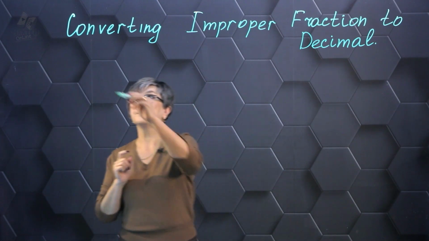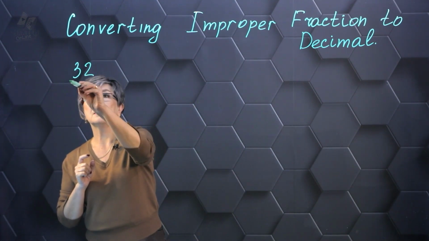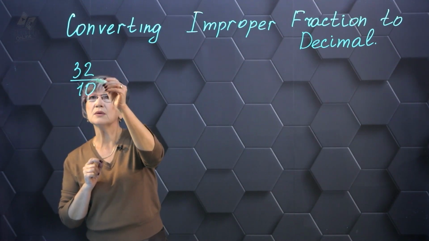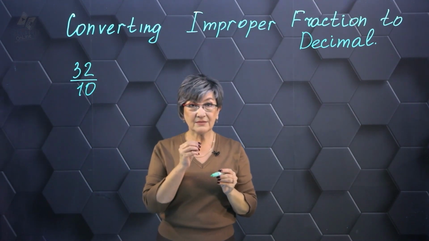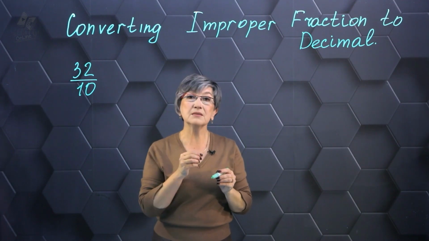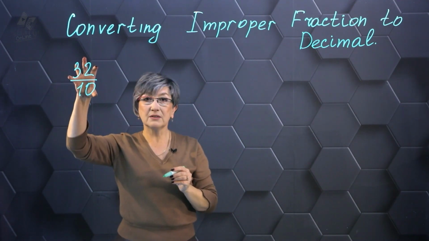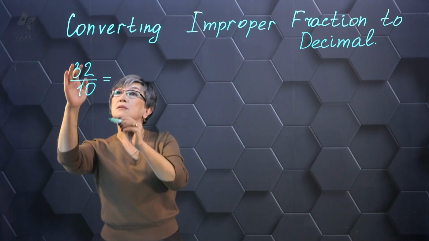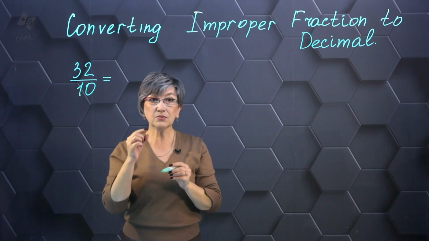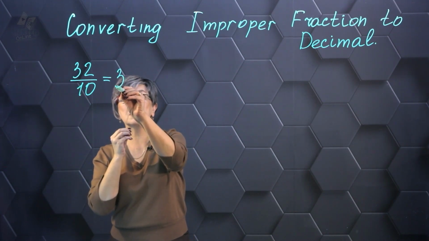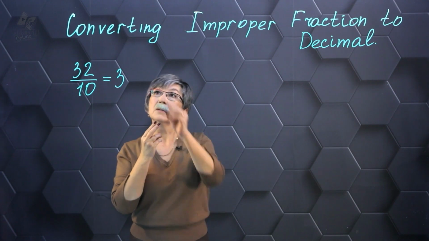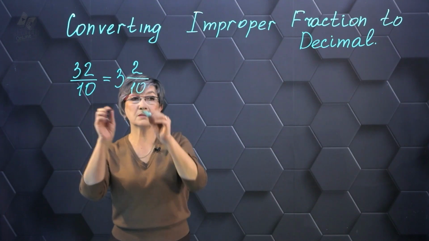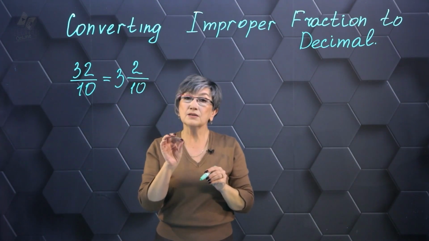So example 1, the fraction 32 tenths. It's an improper fraction because the numerator is greater than the denominator. Hence, we can isolate the whole part first. I will write down 32 tenths as a mixed fraction. 32 divided by 10 is 3 whole, so I write down 3 whole. The remainder will be 2. I write 2 in the numerator and 10 in the denominator. The denominator is fixed, it stays exactly the same.